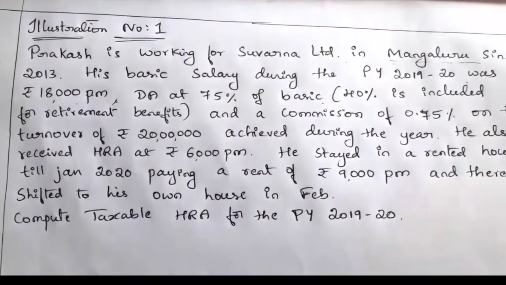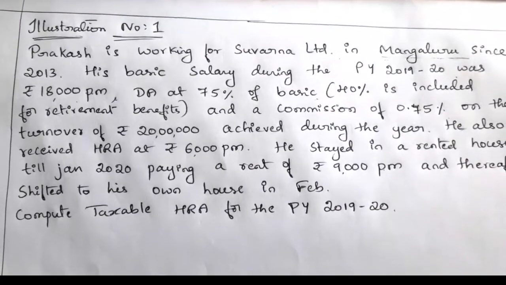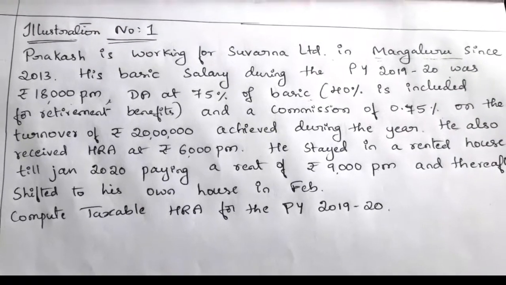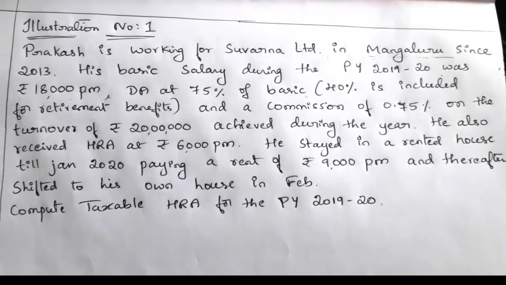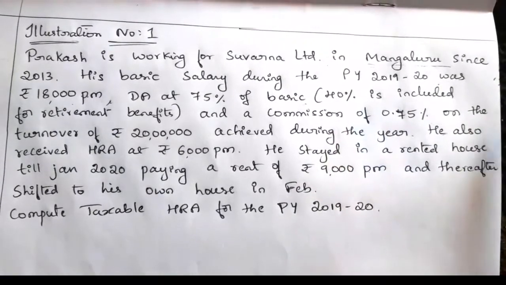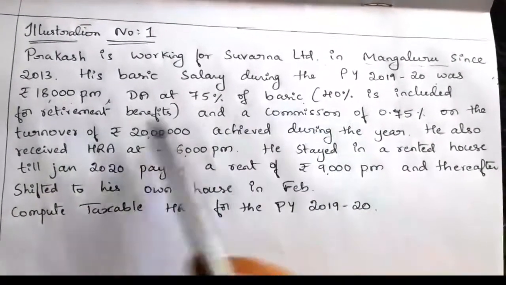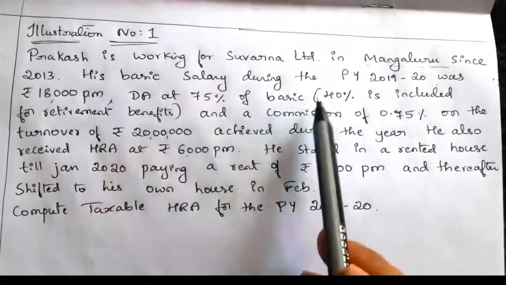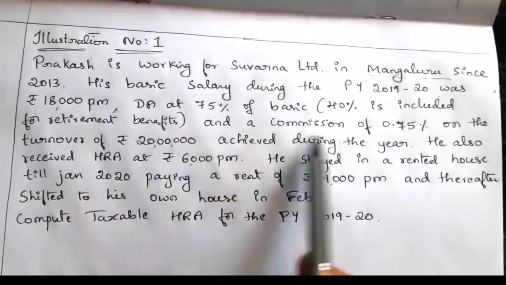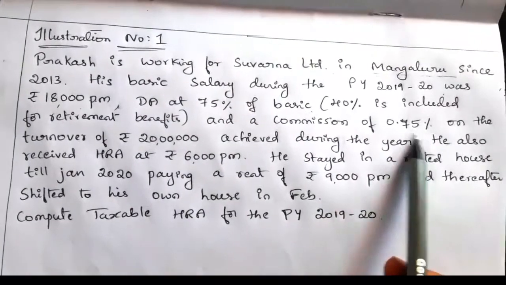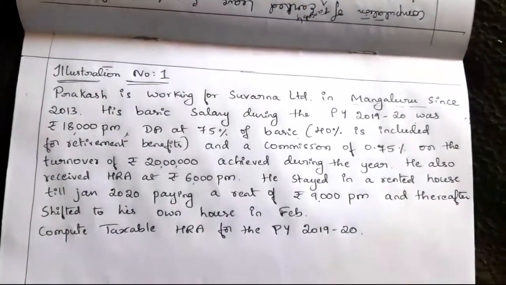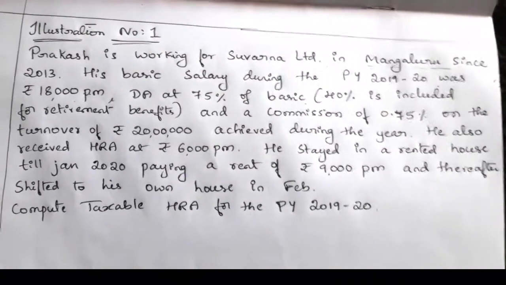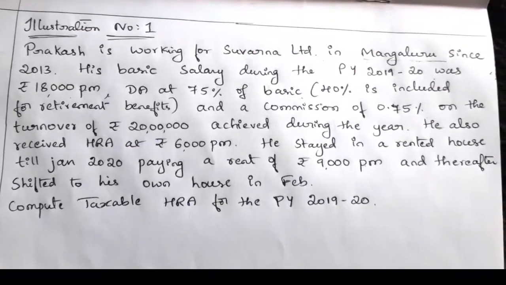We have to include the salary. Here salary is the same as what we took for employees not covered under the Gratuity Act. That is basic plus DA if it is considered for retirement benefit, and commission if given as a percentage on turnover. They have given the basic value, and DA which is considered for retirement benefit, so only 40% we have to consider. Then commission is given as a percentage on turnover. So we include the basic, DA and commission as salary in the case of HRA calculation.